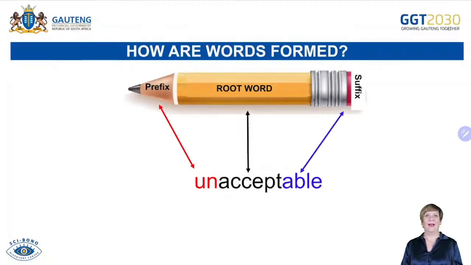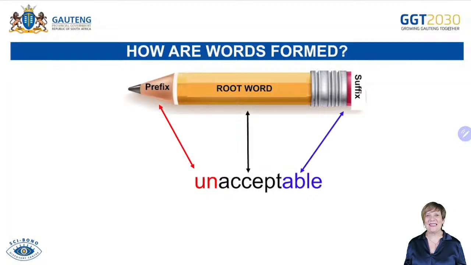So, we've done our parts of speech, and now we're moving on to how words are formed. Something that is quite important for you. Now, on the screen, I've got this beautiful pencil, and I've done this specifically with a pencil, so every time you look at your pencil, you will be able to remember the parts of a word. So we've got 3 parts that you need to know. You need a prefix, that's the front part, a root word, and the suffix.